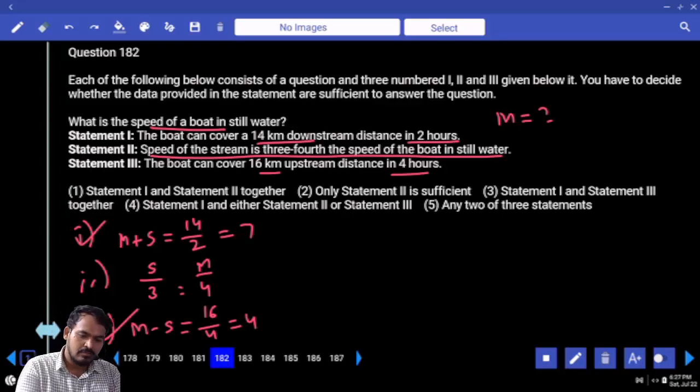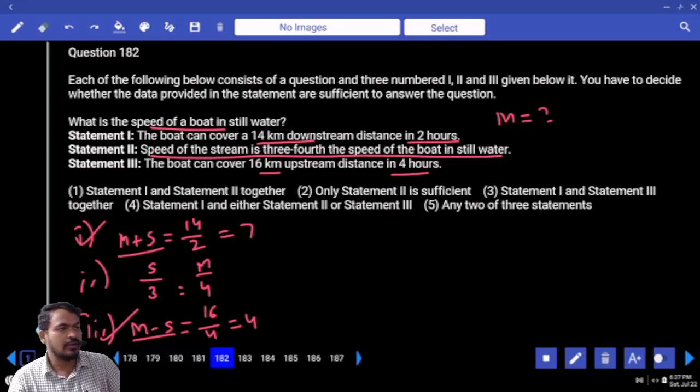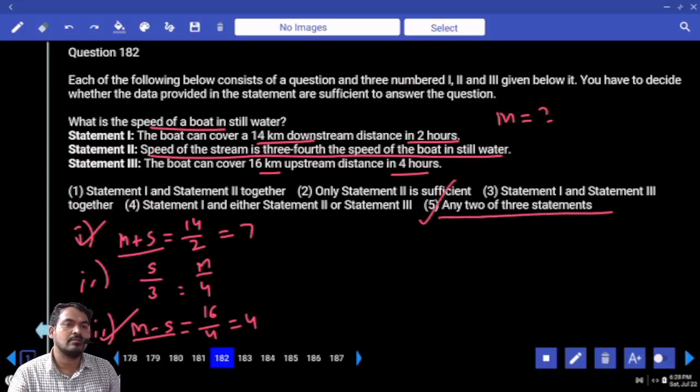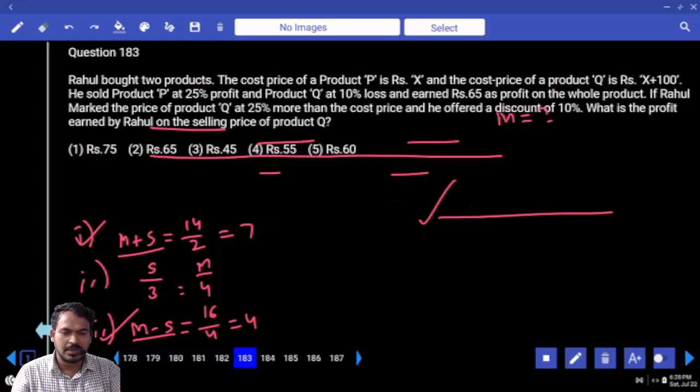Yes or no? We know the M plus S, we know the M minus S. By using both also we are getting the M value. Okay? 1 and 2 are possible, 1 and 3 are possible, 2 and 3 also possible. Then the answer is any 2 of the 3 statements. Next, question number 183.